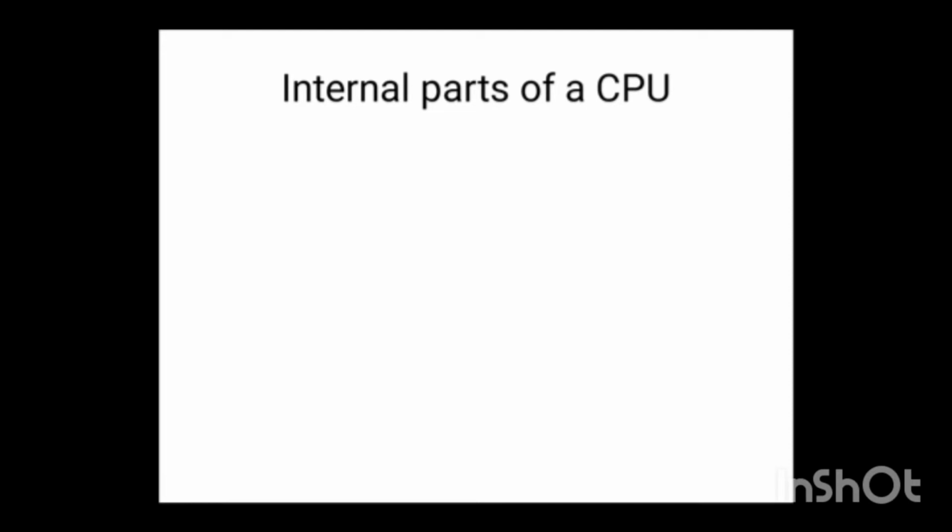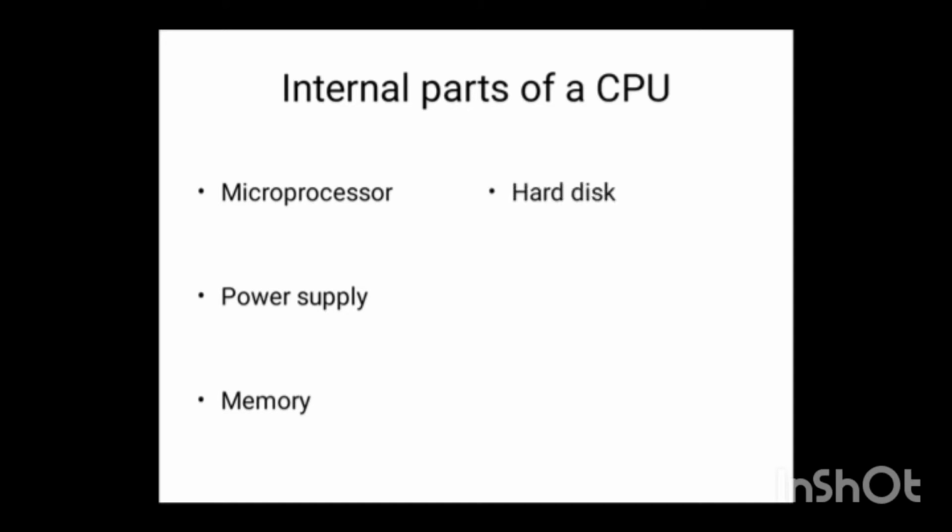CPU is the main part of a computer. CPU is the brain of the computer, and the full form of CPU is Central Processing Unit. Okay. Now, let us see what all things are there in the CPU. Inside the CPU, we can see microprocessor, power supply, memory, hard disk, motherboard, and modem. Okay. Let us discuss about these parts.